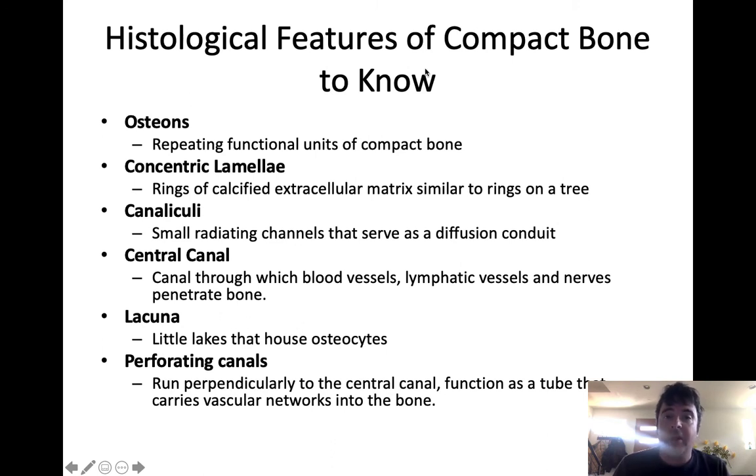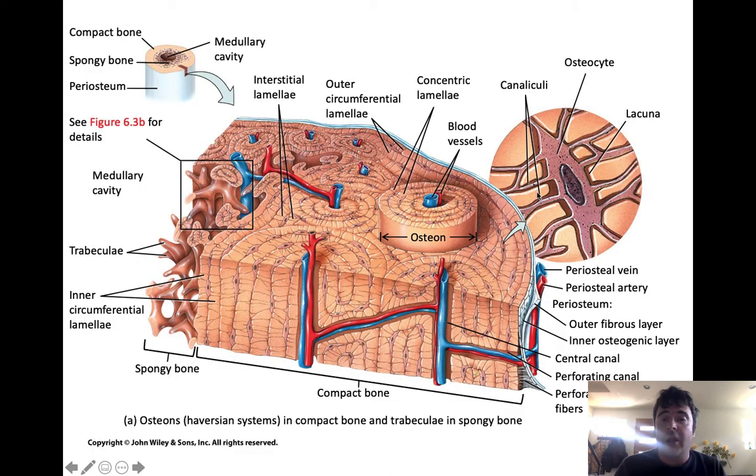Now, when we think about the histological features of compact bone, we need to know, here's a list. We're going to go through that on this image right here. This is one of my favorite images of bone that you could ever find. So if you were to take a long bone and cut it in a transverse section and look at it, you'd have the endosteum, which is made of spongy bone connective tissue.